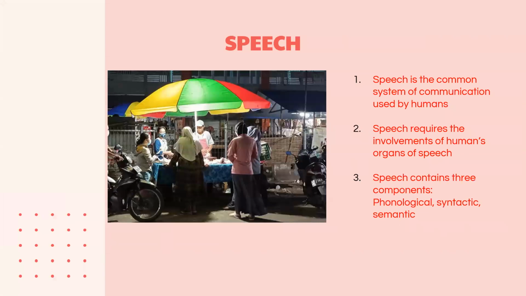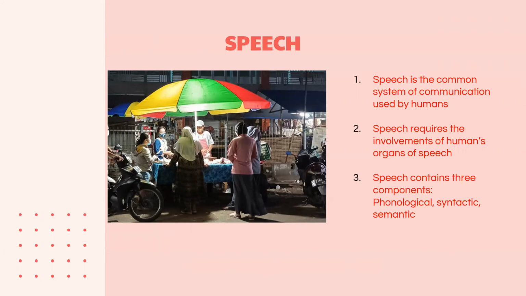The first one is that speech, the second one is writing, and the last one is gesture. The first one, speech. Speech is the common system of communication used by humans. Of course, because since we were children, our parents taught us speech first. There's no possible way that our parents taught us writing. That's why speech is the common system of communication used by humans, because since we were a child, we already use speech. Speech is the commonly used communicative system in our daily lives.